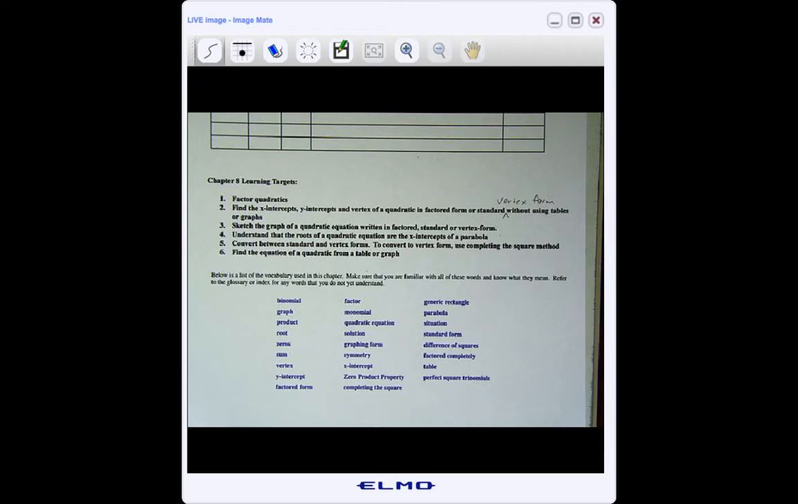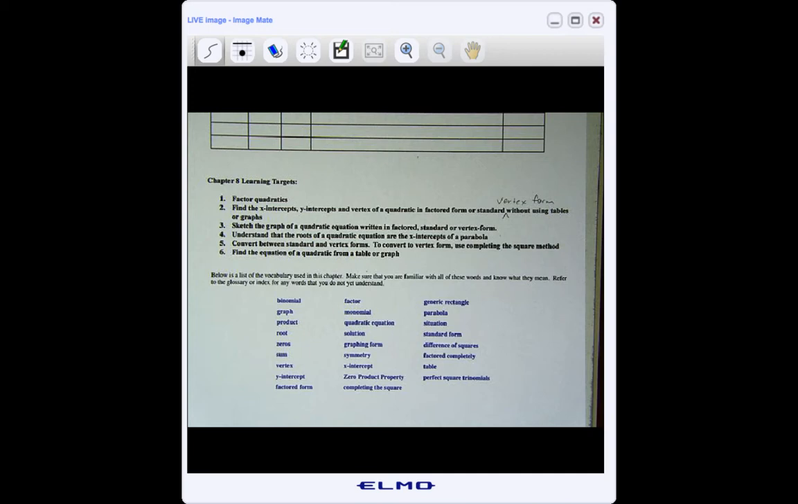You should be able to understand the properties from the equation and where those come from. You should understand that the roots of a quadratic equation are the x-intercepts. So basically, when you see roots and x-intercepts, they kind of mean the same thing for where we are now. You should be able to convert from standard form to vertex form. To convert to vertex form, you're going to be using that completing the square method that we talked about last week. And you should be able to find the equation of a quadratic from a table or graph. Okay, so solving for maybe the a value if it's in factored form, or the a value if it's in vertex form, or the a and b value if you are hunting for standard form.